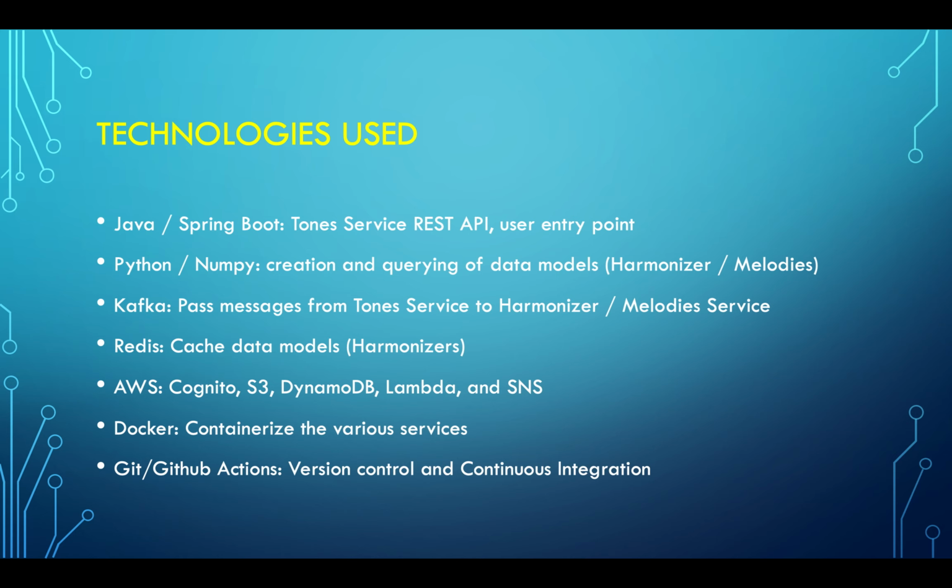Kafka is used as the message broker between the services. Redis is used for caching, so the harmonizers, once built, the Melody service will look them up in a Redis cache before trying to go over the net to AWS. And AWS is where most of the other services live. We use Cognito for authentication, S3 and DynamoDB for storage, and then Lambda and SNS are used for user notifications.